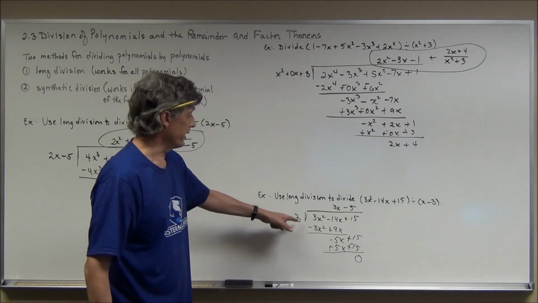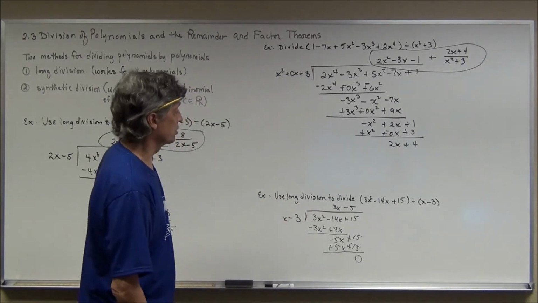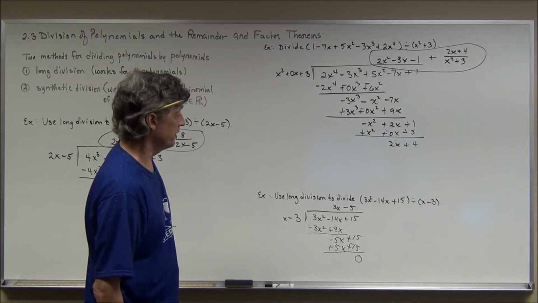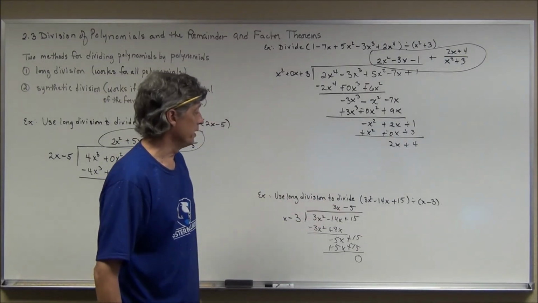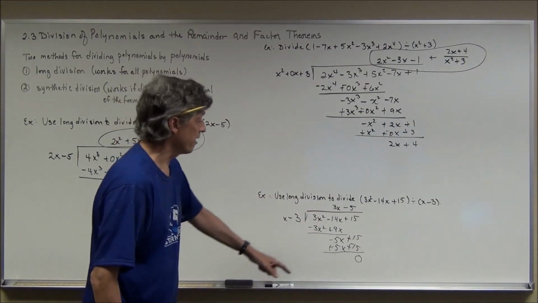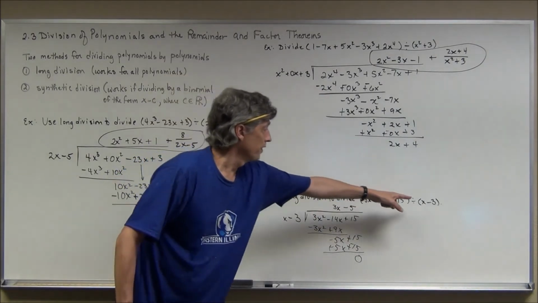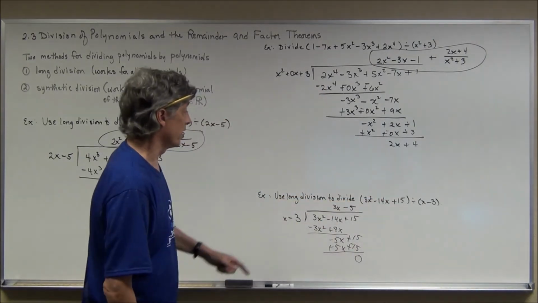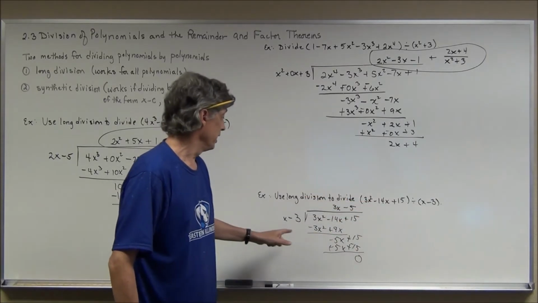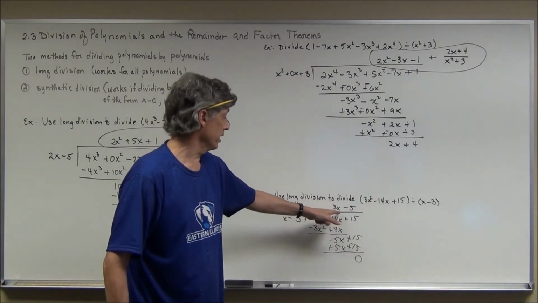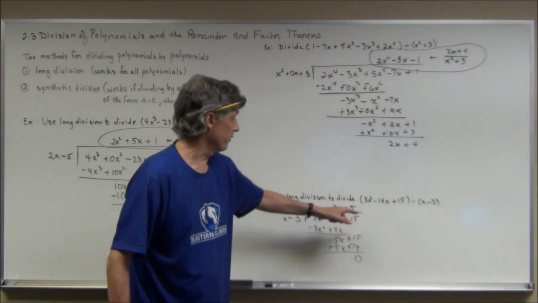Which means that x minus 3 is a factor of 3x squared minus 14x plus 15. And another factor would be the quotient there of 3x minus 5. My remainder 0 indicates that's a factor of that polynomial. Now, if we actually factored this down, it would factor into the quantity x minus 3 times the quantity 3x minus 5.